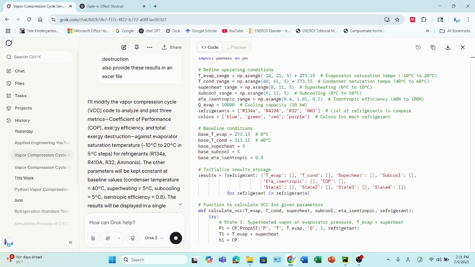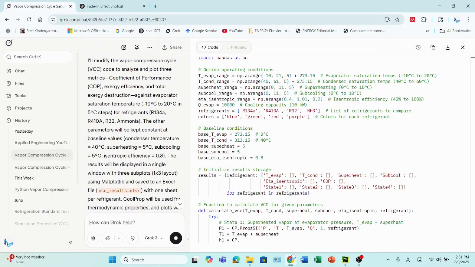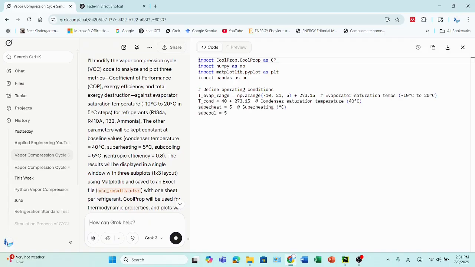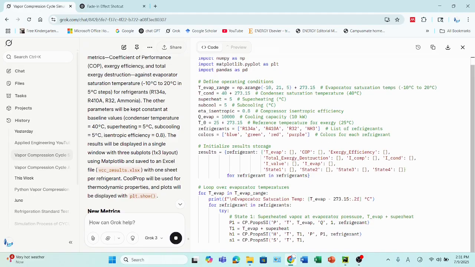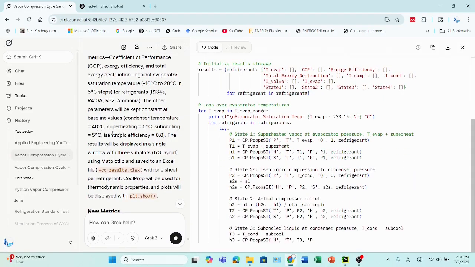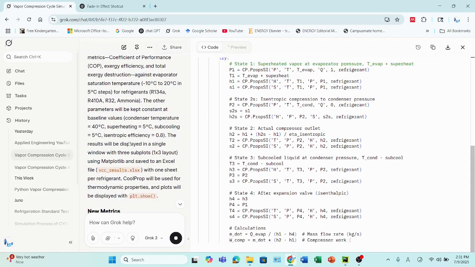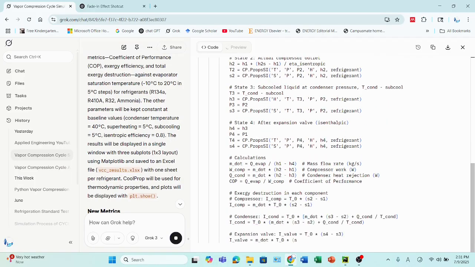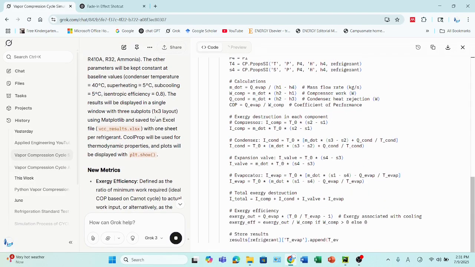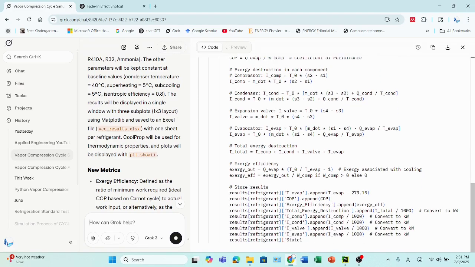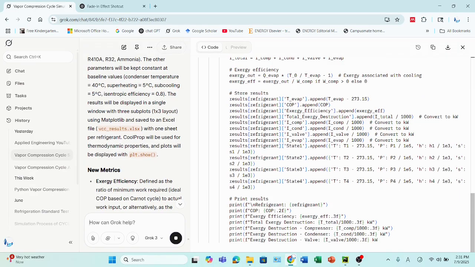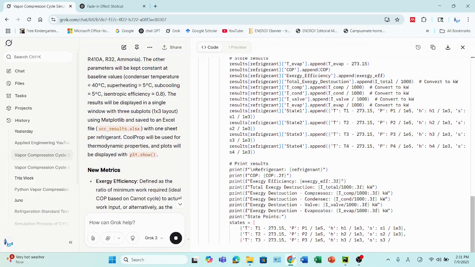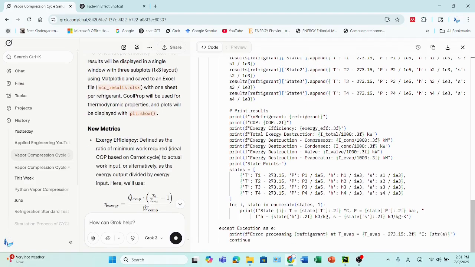So it says it will modify it: coefficient of performance, exergy efficiency, and total exergy destruction against the evaporator temperature with a 5 degree C step for all these refrigerants, and the other parameters it will keep constant as baseline, that is condenser temperature 40, superheating and subcooling 5 degrees Celsius, and isentropic efficiency 0.8. So it seems quite well. It will provide subplots in three plots: COP, exergy efficiency, and exergy destruction. But we want to see whether it can calculate these things correctly.